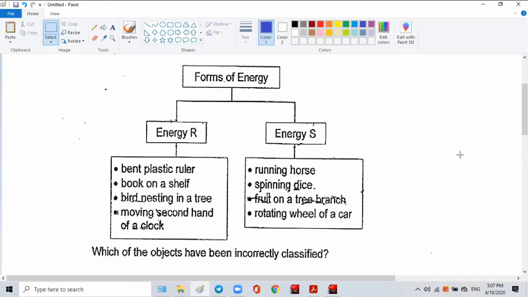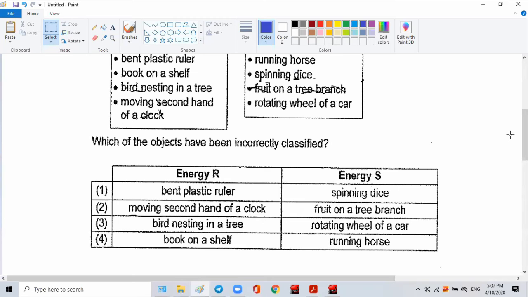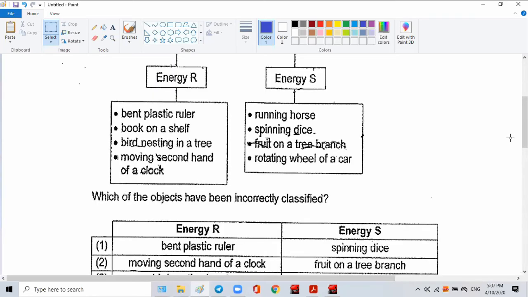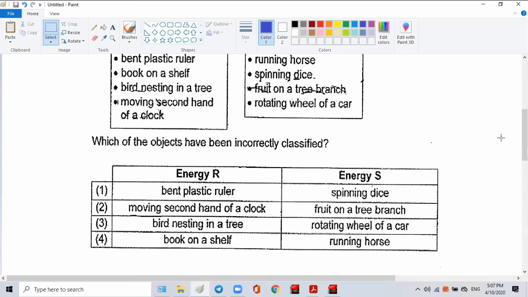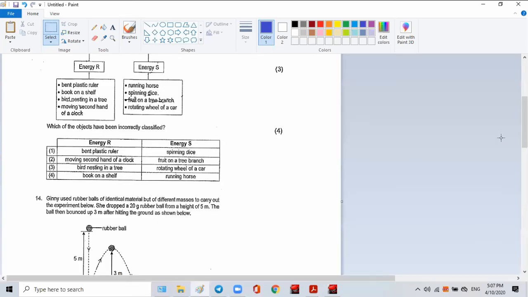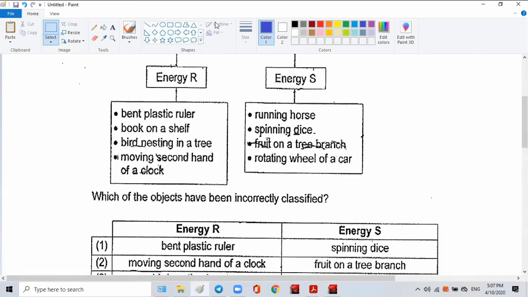Which of the objects have been incorrectly classified? I think I identified it for you. Yes. Well, what is it? Mr. Raphael, what is it? The answer is 2. Because this could be PE, potential energy. This is kinetic energy, right? So this fruit on a branch is not kinetic energy. This moving thing is not potential energy. So they should have been swapped around. Get it or not? Yes?